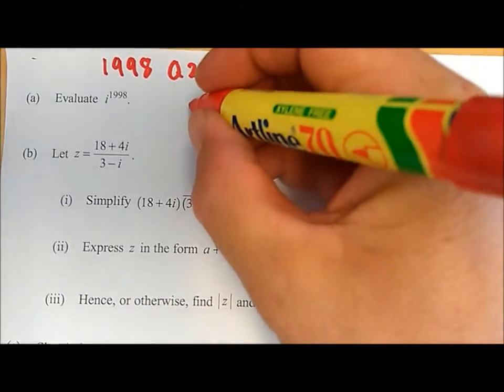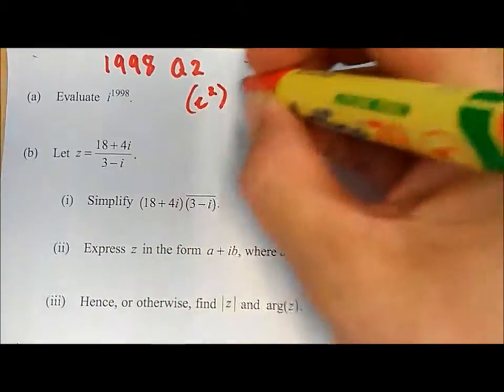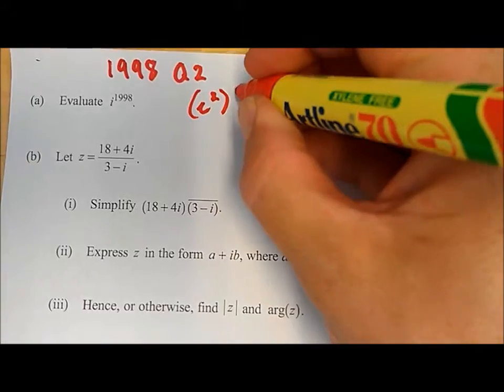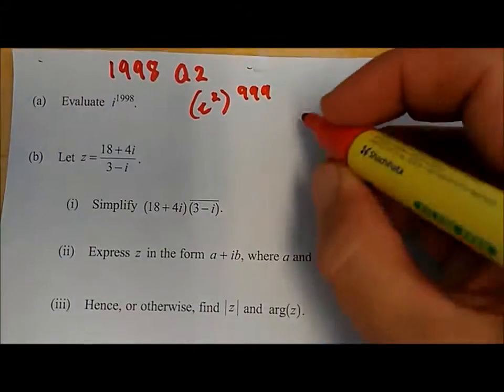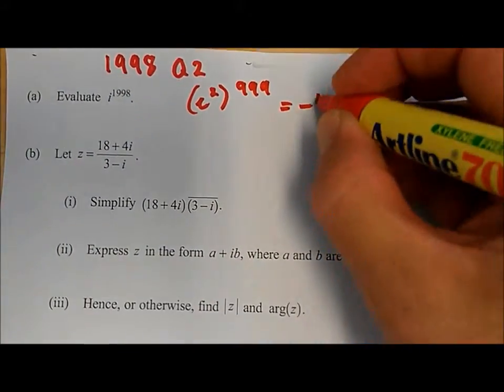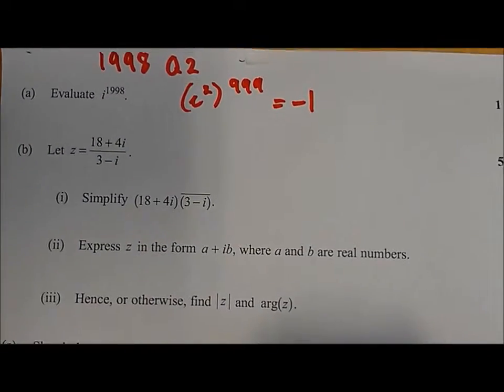To do that, I want to break it down in terms of i squared, because I know i squared is -1. So I'll say that's i squared to the power of 999. -1 to an odd power is always -1. It's a nice mechanical question.